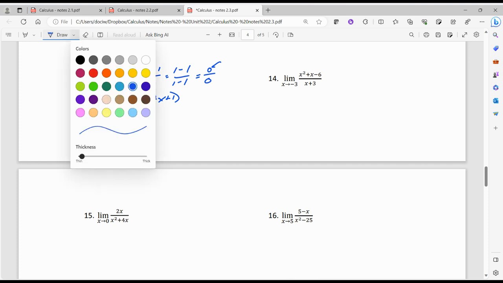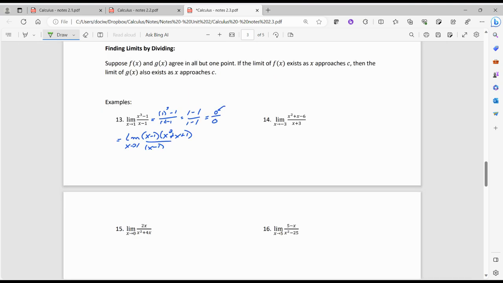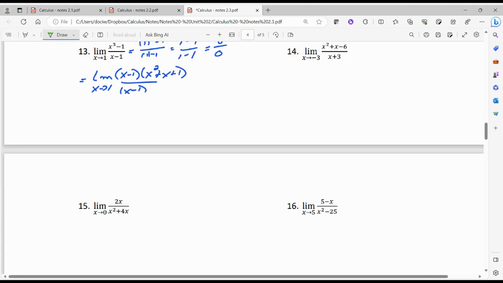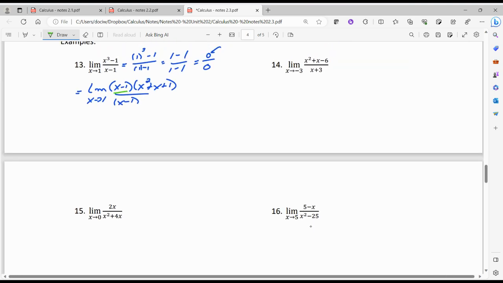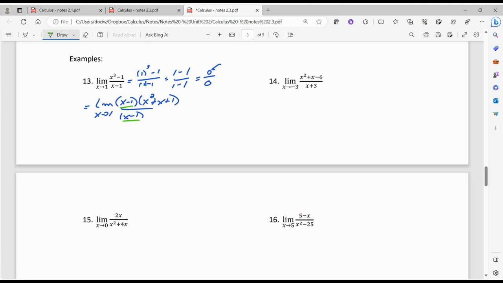Now, in this case, what's happening is we have the limit as x approaches 1. Remember that x is getting closer and closer to 1, but does not actually equal 1. So as x is getting closer to 1, x minus 1 is not 0, and so I can tell you that x minus 1 divided by itself is going to cancel out.